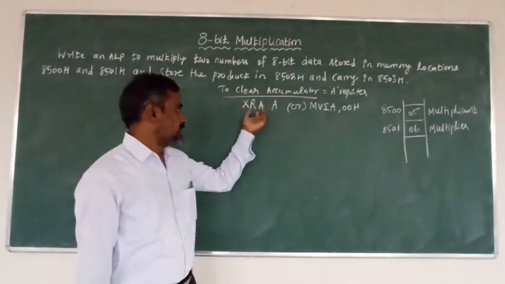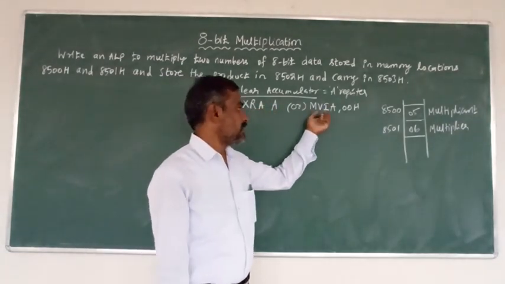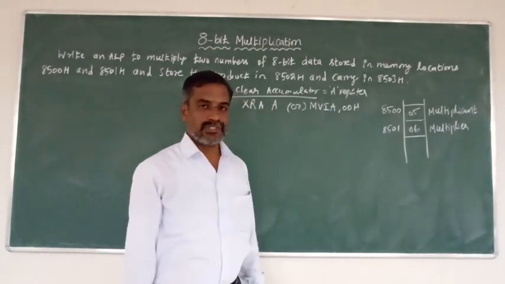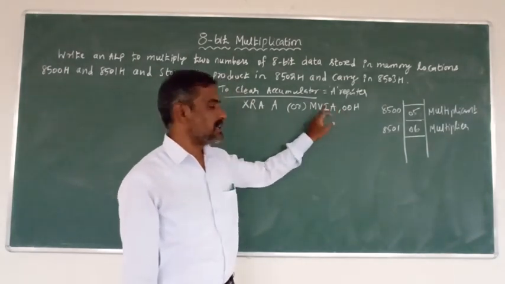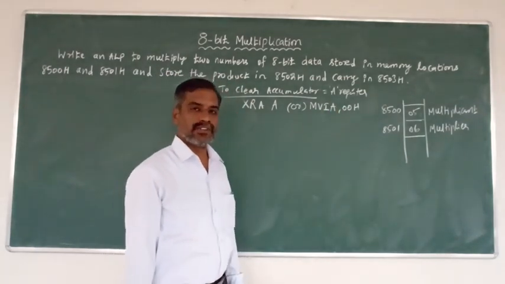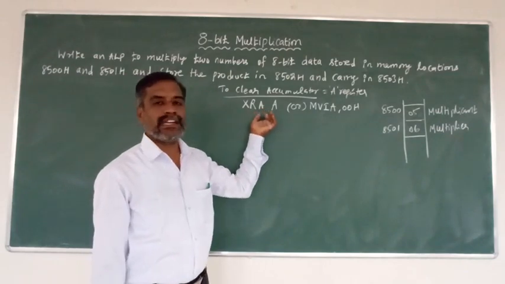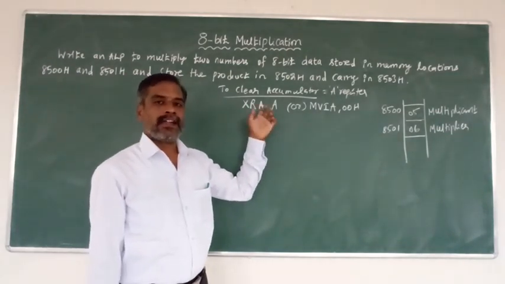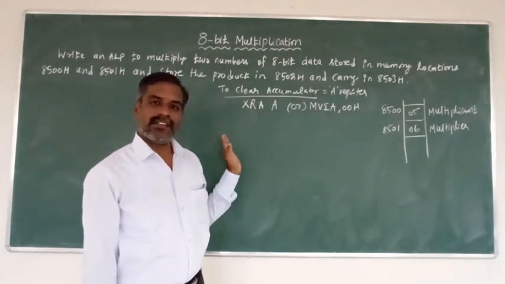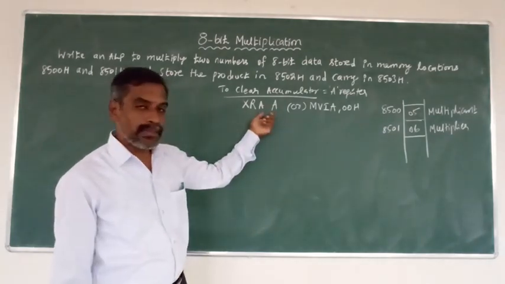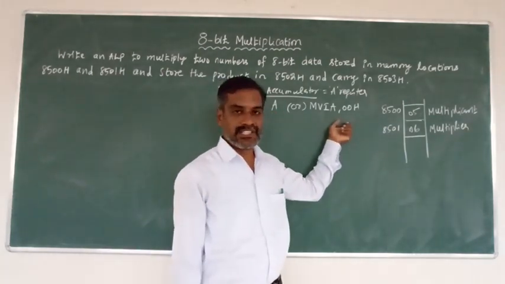Either we can use XOR A or MVI A, 00. The 00 data is moved immediately to the accumulator, so the accumulator will be 0. Or we can logically XOR the accumulator with the accumulator content, so the result in the accumulator will be 0. This one is a single byte instruction and this one is a 2 byte instruction.